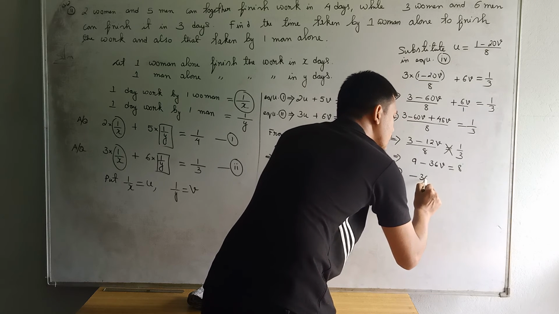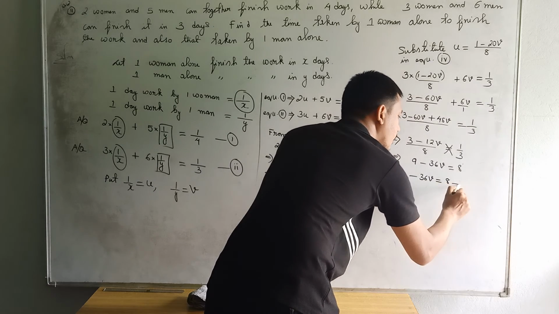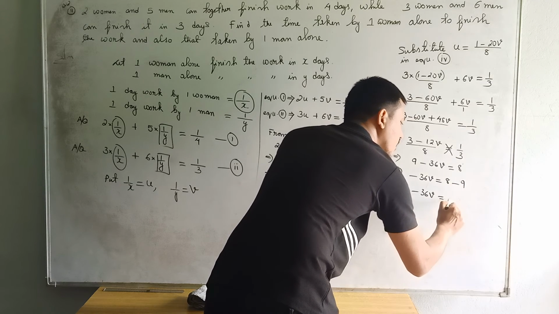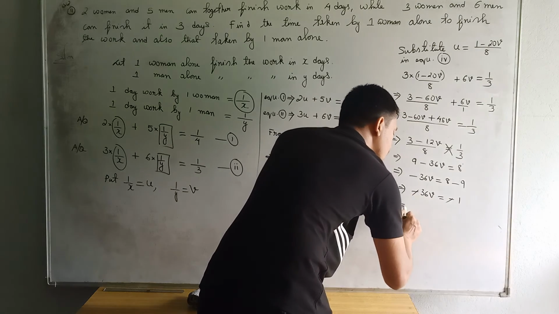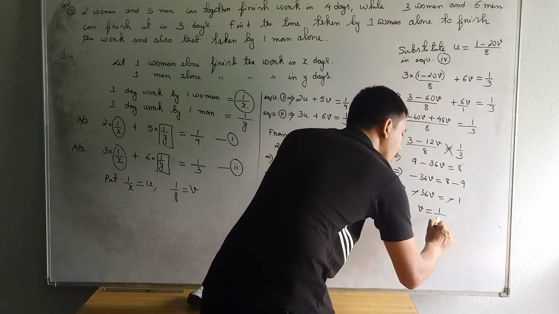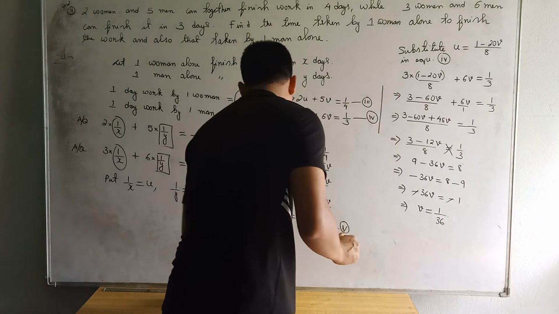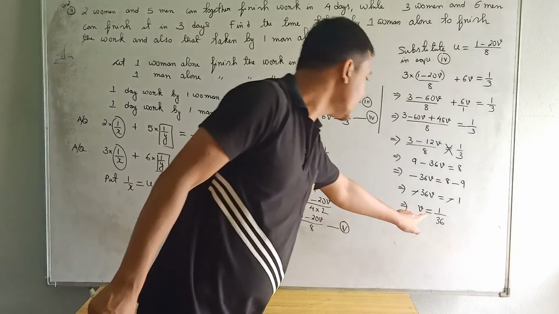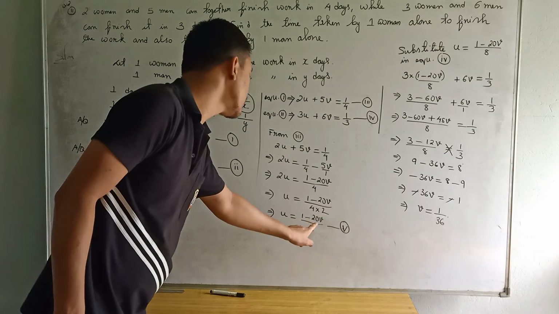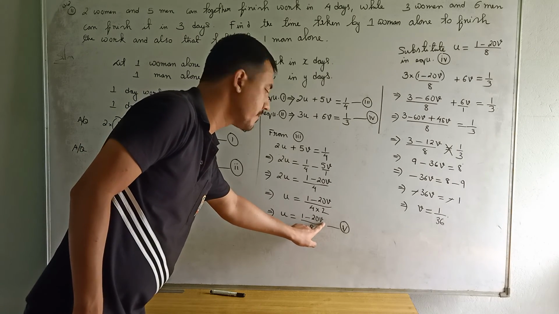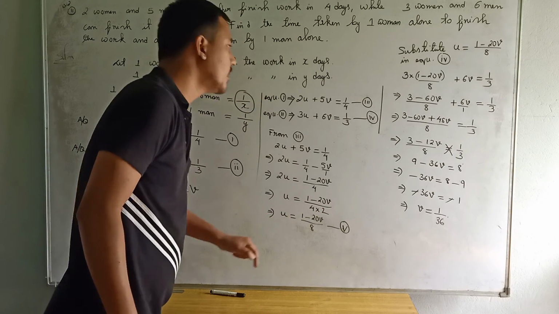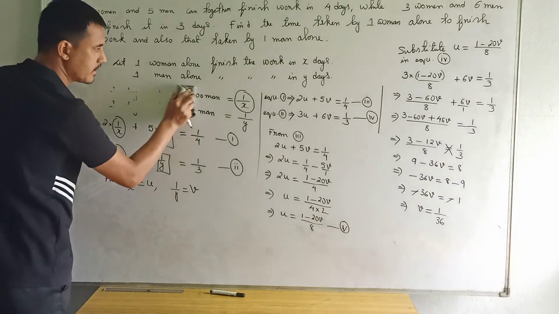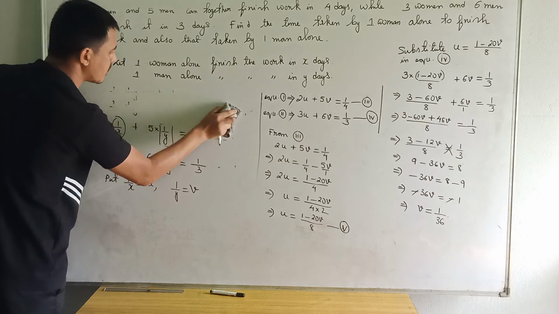So minus 36v is equal to 8 minus 9. Minus 36v is equal to minus 1. Minus minus cancels out. So v is 1 upon 36. Now this v we can substitute in equation 5. Then we get u as well. And knowing u and v, we can find out x and y again, right? So I'm going to rub this out.